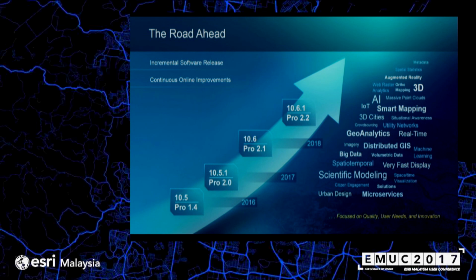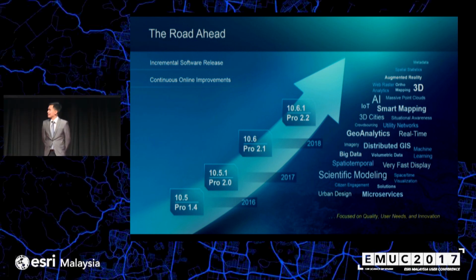So amazing, right? Let me share with you the road ahead for our ArcGIS platform. The road ahead for ArcGIS technology is rich. We will continue updating our software, so every 6 months there's always going to be a new release. Last year, we released 10.5 and Pro 1.4. And even this year, we released 10.5.1 and Pro 2.0. So you see the pattern: big data, real time, 3D.